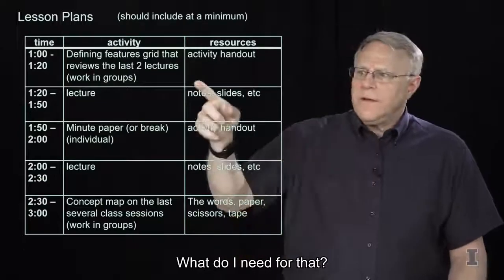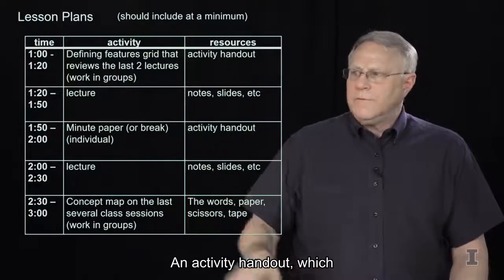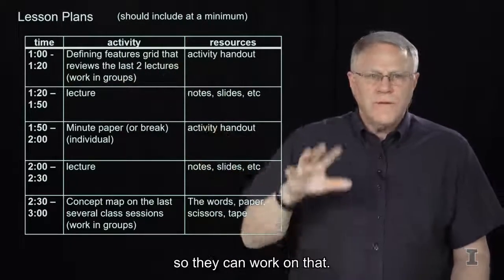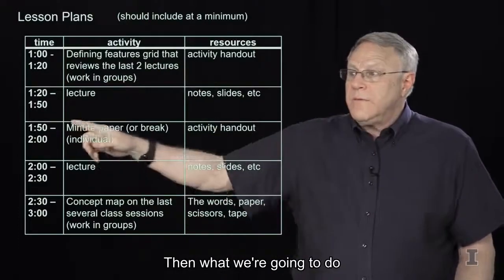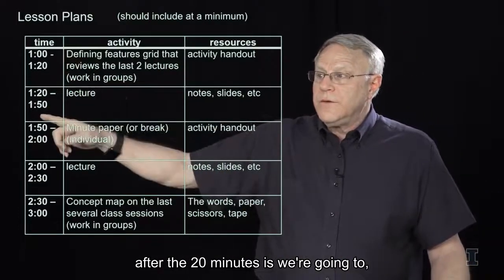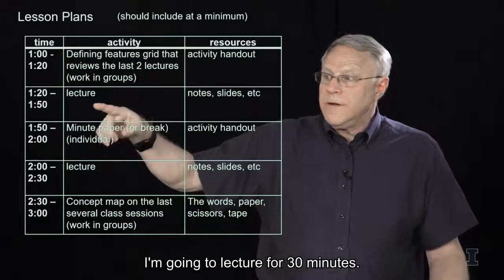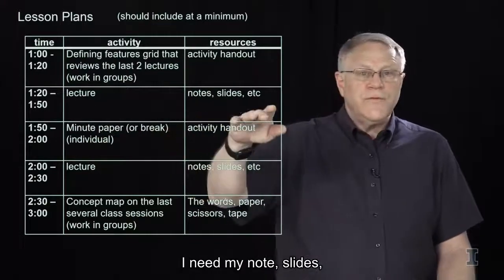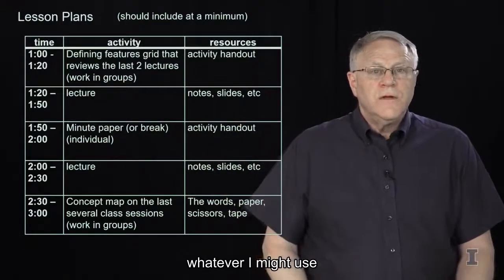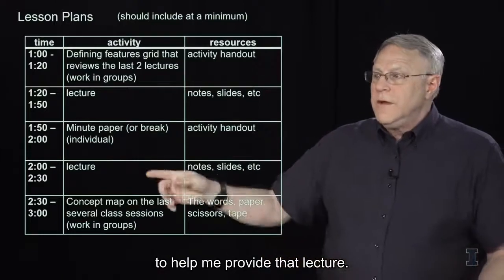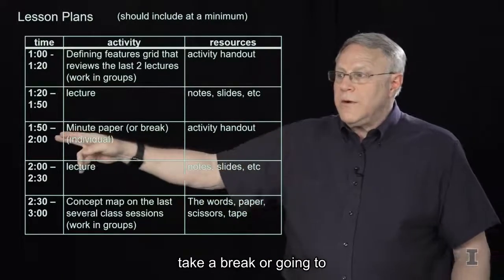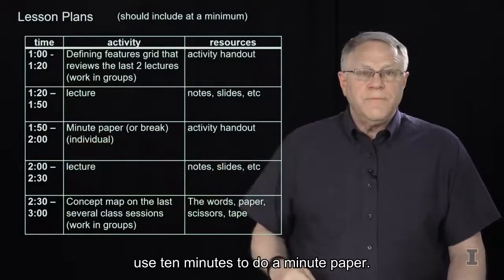What do I need for that? An activity handout, which is the defining features grid, so they can work on that. Then what we're going to do after the 20 minutes is I'm going to lecture. I'm going to lecture for 30 minutes. I need my notes, slides, whatever I might use to help me provide that lecture. Then they're either going to take a break or we're going to use 10 minutes to do a minute paper.